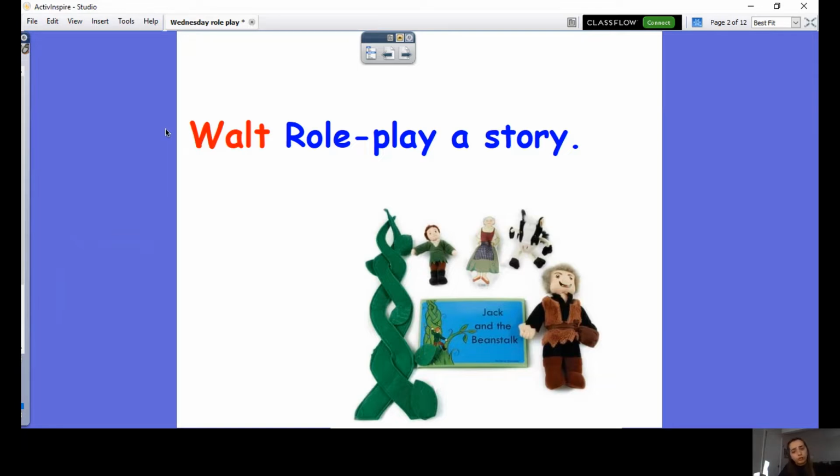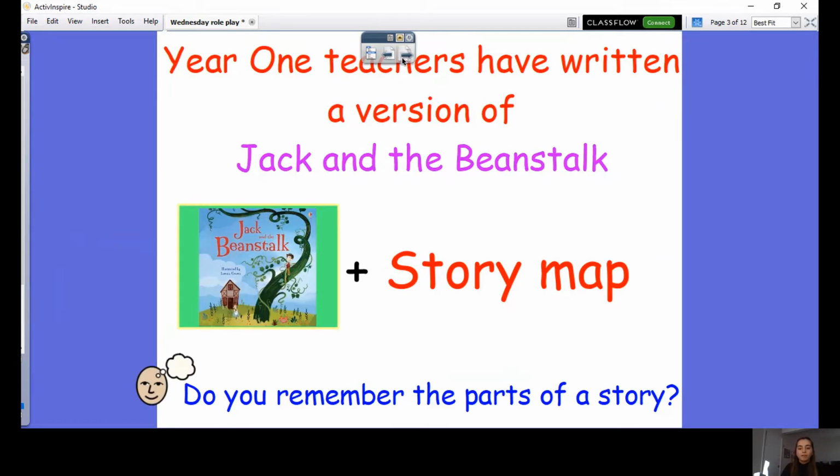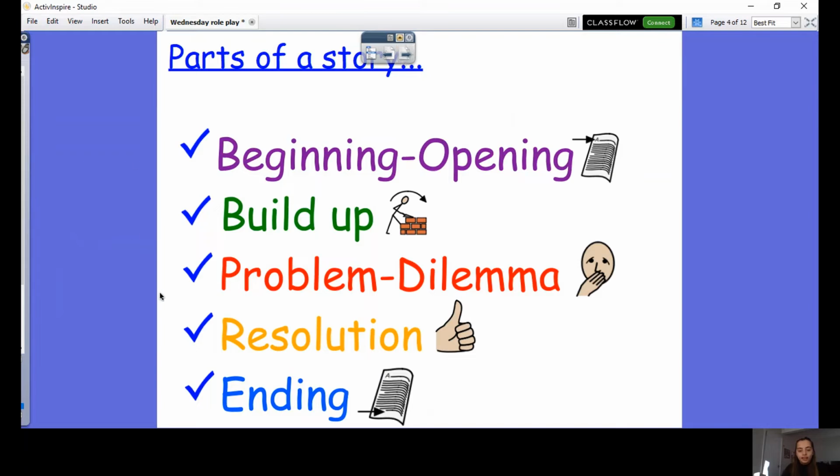So now that we're really confident with our actions and our words, I want to see if we can put all of that into acting out the story. But first, we are going to act out the story using our actions and our words and our story map. We're going to go through the story from the beginning, the middle, the problem, the resolution, and the ending. So I need you all to be standing up.